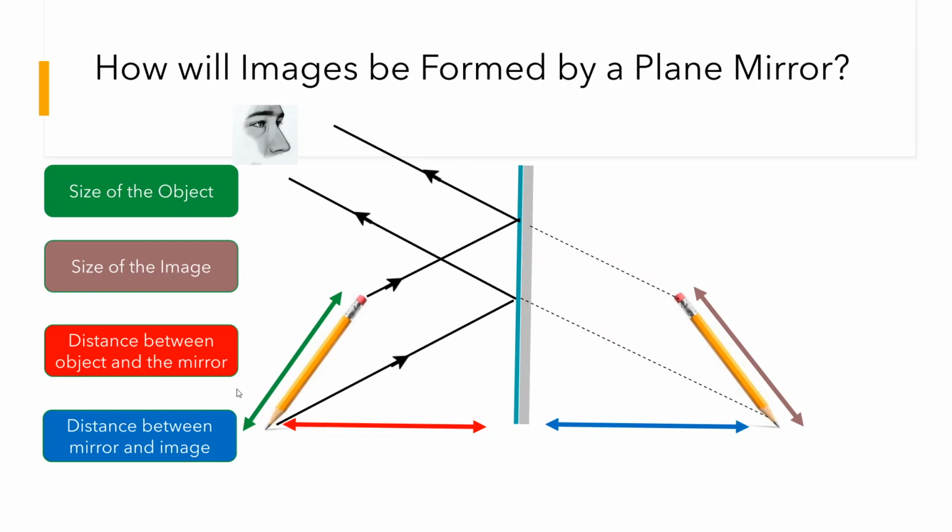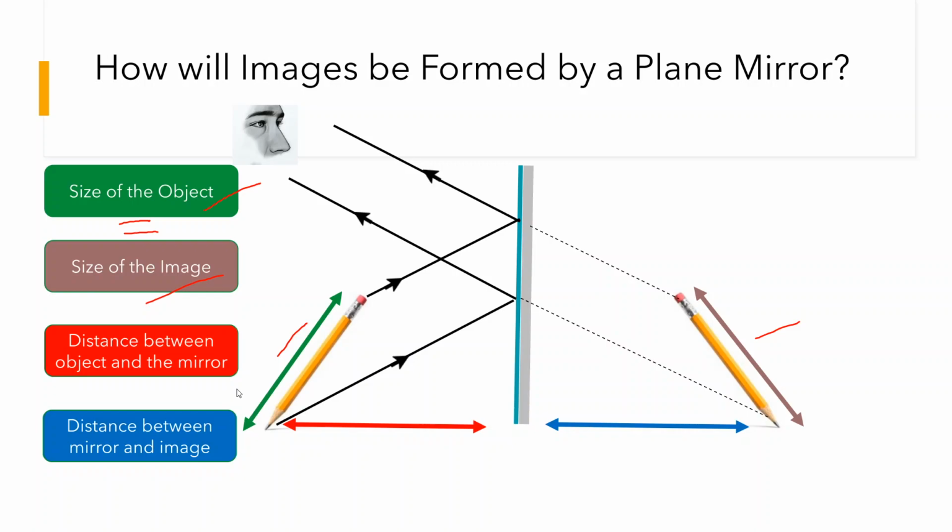Here I'm going to tell you about that in this picture. If I take the green arrow as the size of the object and the brown one as the size of the image, then the size of the object is equal to the size of the image. That is one of the properties of the formation of images by a plane mirror. The image will be formed in that way. That is a property, not a law, remember.